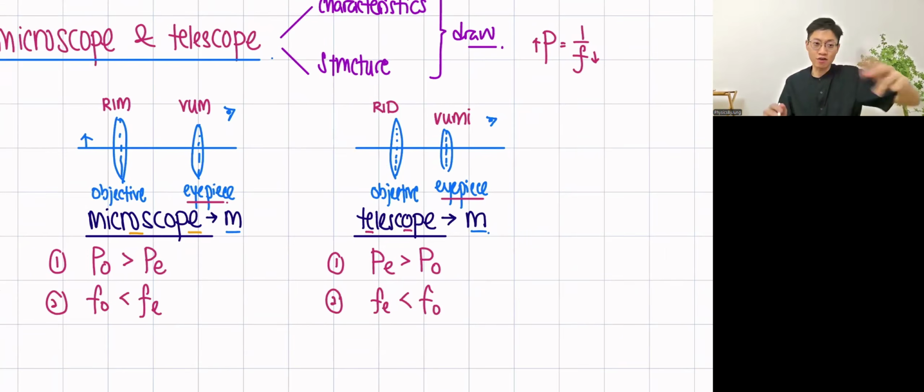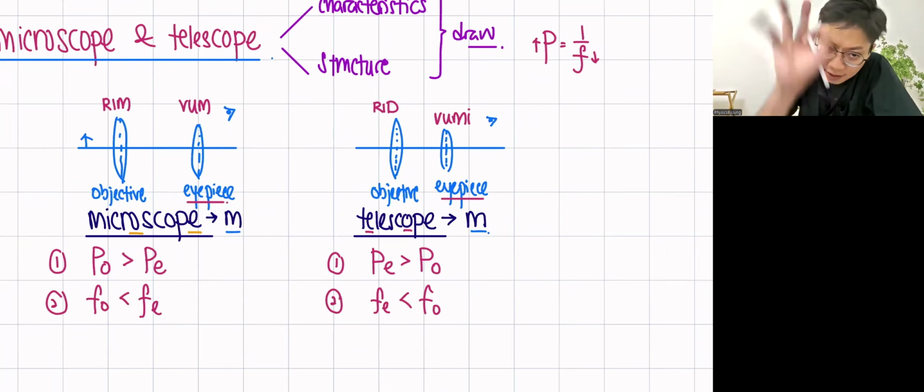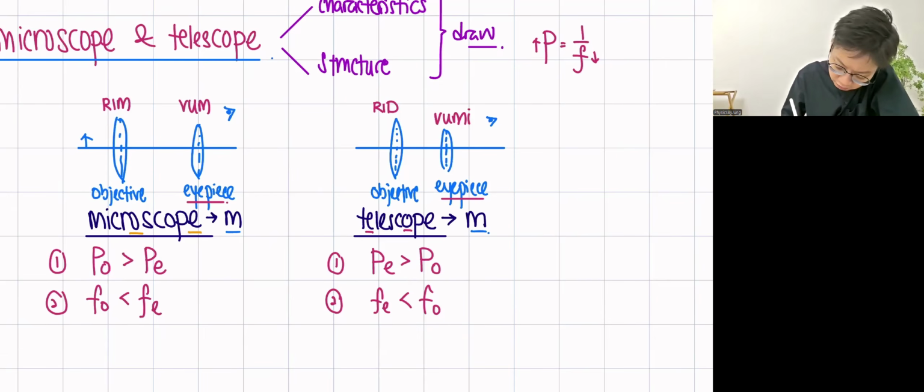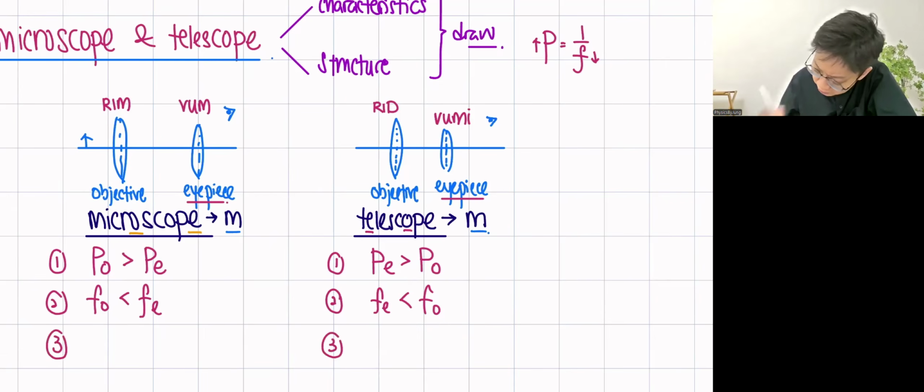Because your P and your F are inverted. If P big, then F small. If P big, F small. So inverted. Number three, guys. Number three. Okay, number three.